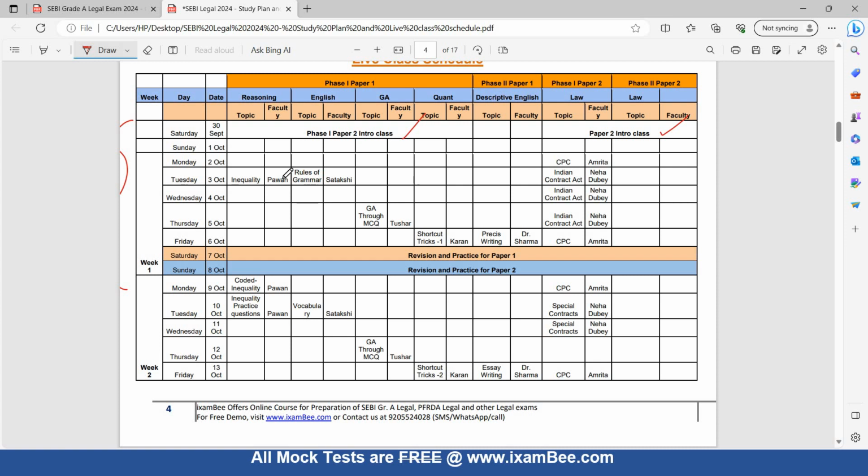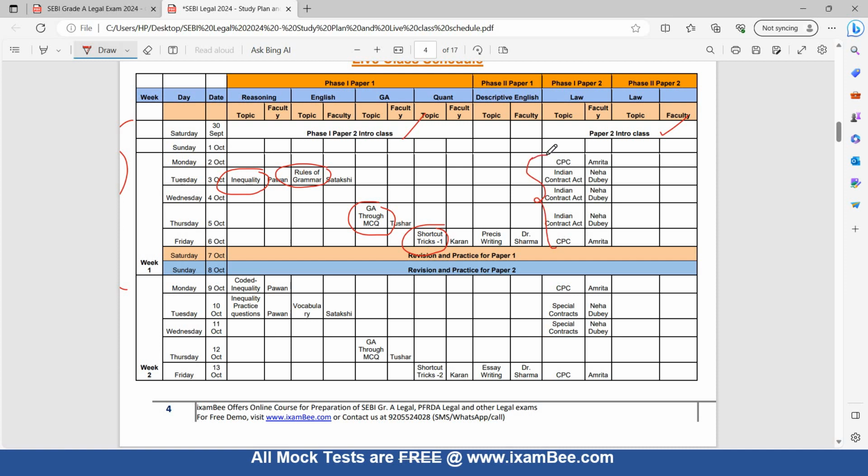So in week 1, what is expected from you? You cover inequality from reasoning. You read out rules of grammar from English. Then GA through MCQs. Here you will refer to this week's GA. That means daily BPDF from this week. Then shortcut tricks is to be there. And in law, you will start with CPC and Indian Contract. So you'll study these two topics in the first week.